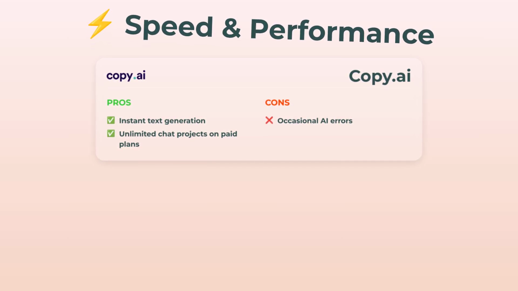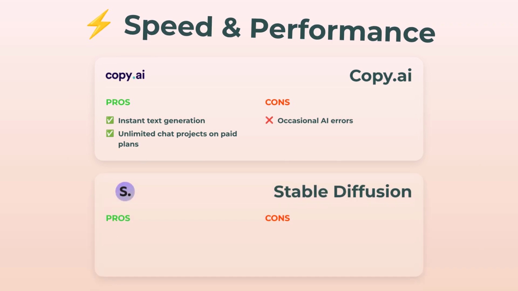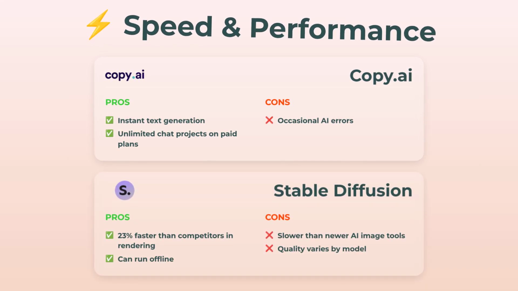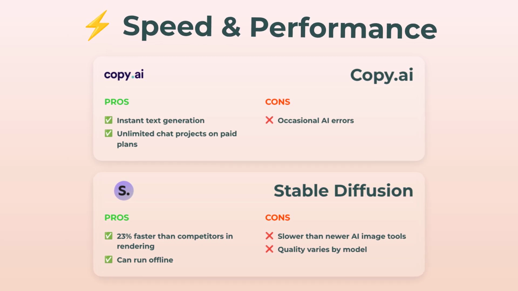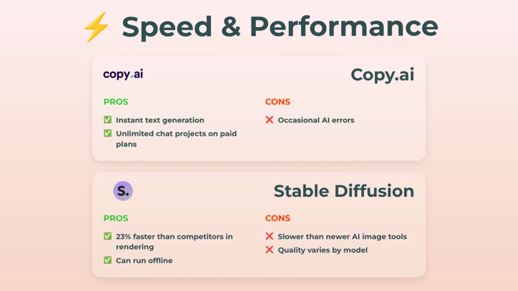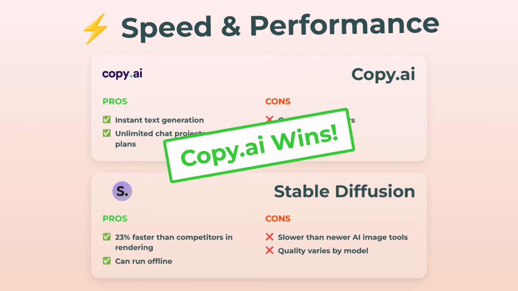Stable Diffusion, meanwhile, is actually faster at rendering than a lot of competitors. And bonus, you can run it offline, which is chef's kiss for artists. The catch? It's honestly slower than the newest wave of AI image tools. Plus, speed kinda depends on the model and your hardware setup. So Copy.ai wins this category on straight-up speed.